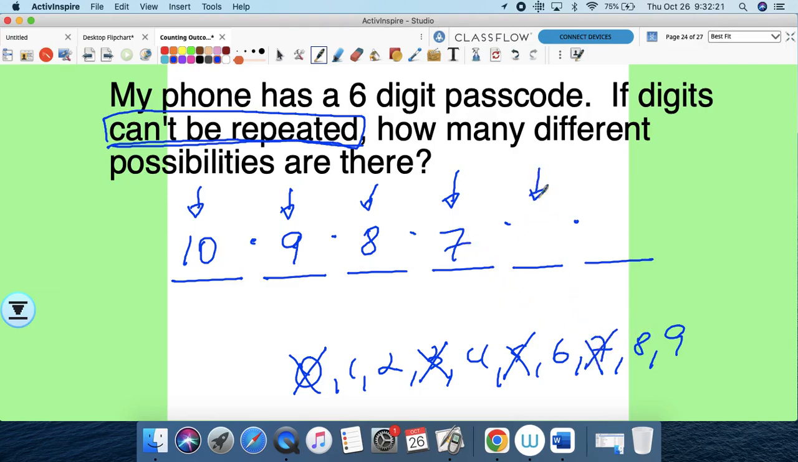Let's say I use the 7. When I go over here, how many choices do I have? I have 1, 2, 3, 4, 5, 6. And let's say I use a 9, when I go over here, how many choices do I have? I have 1, 2, 3, 4, 5, right?